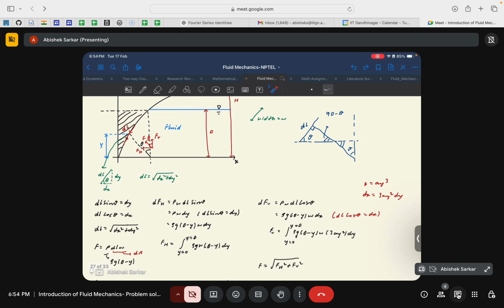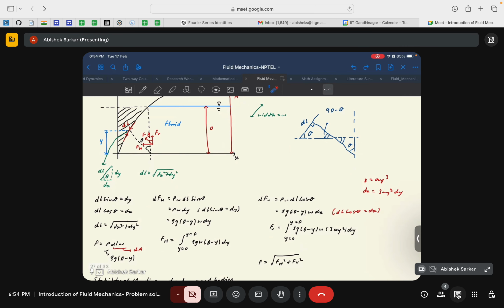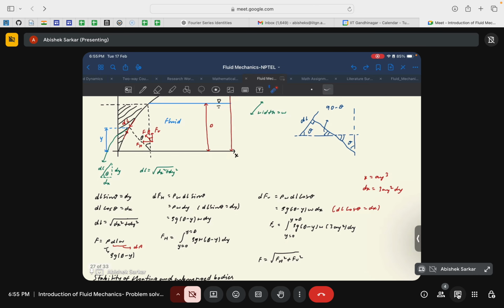Very simple. Then the net vertical force that acts on this elemental area would be pressure times the length times w. Pressure would be rho g (d minus y). Let us see why it is d minus y, and the area, that is dl times w. W is your width.